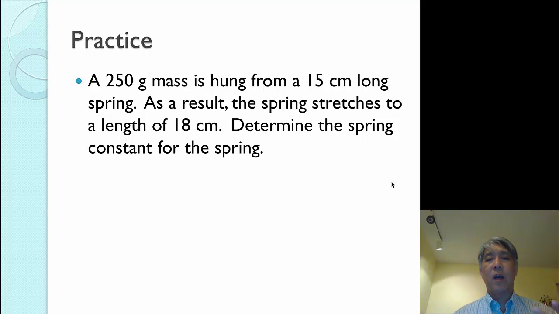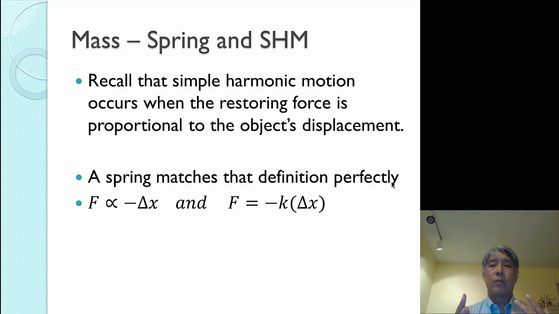So just to get some practice, I have a mass that's hung from a spring and it stretches. What I want you to do at home is to calculate the spring constant for this spring. Because simple harmonic motion is given as a force proportional to minus delta x, this mass spring matches that definition perfectly. So my force is going to be equal to some constant, in this case the spring constant, times delta x with a minus sign involved.